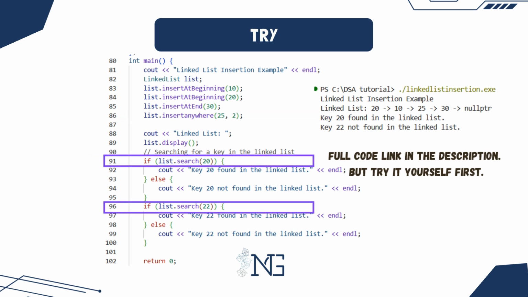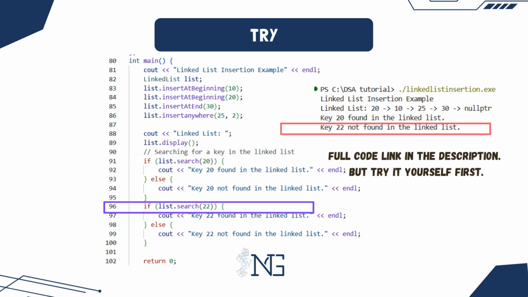Then we search for two values. First, we look for 20. It's present, so we print that it was found. Then we search for 22, which doesn't exist in the list, so it prints not found.